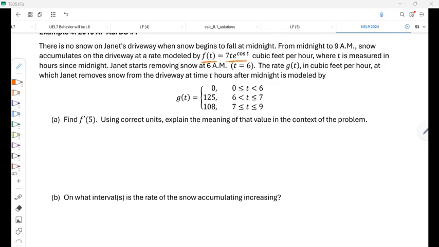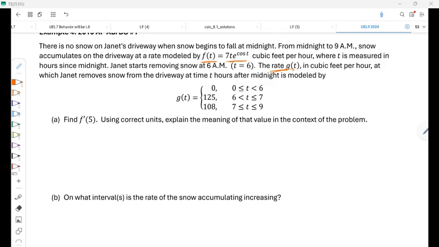Janet starts removing snow at 6 a.m. That is built into what's going on here. We have a rate for that too. I do miss pointing at the board, if you haven't noticed, because I find myself going over there more and more often. We do have that rate as well.